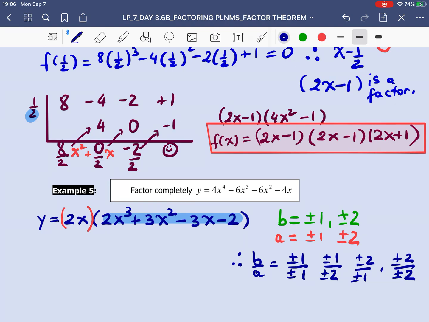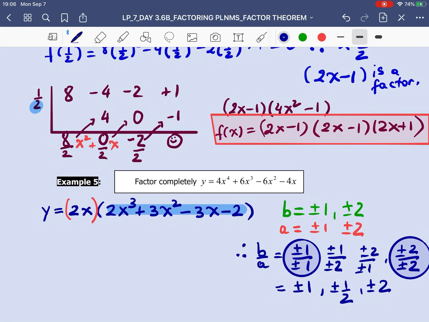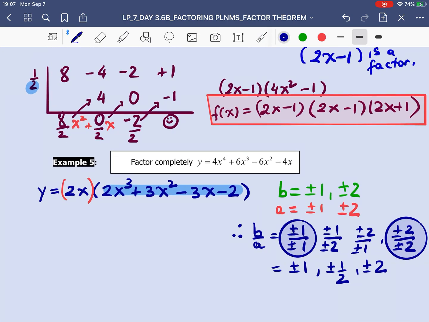But notice how plus minus 2 over plus minus 2 is technically the same as plus minus 1 over plus minus 1. So when we list the possible values of b over a, we're going to say that's plus minus 1, plus minus half, and plus minus 2. We're going to test each and every possible b over a in the expression. So I'm going to start with plus 1.